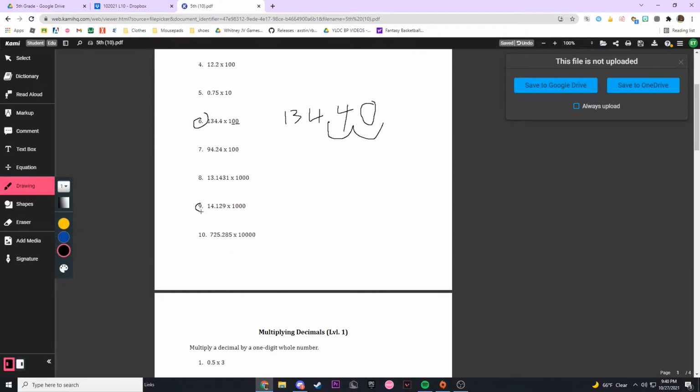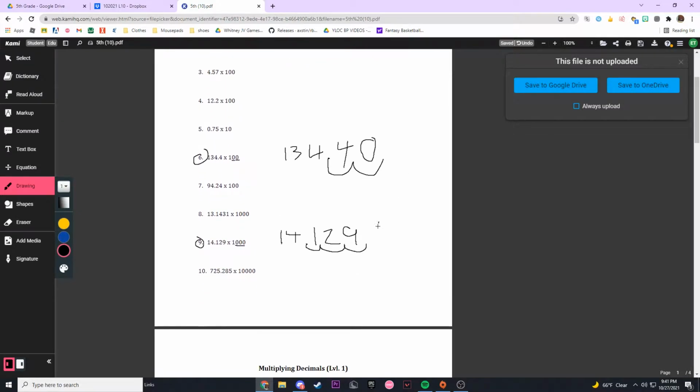For number 9, we have the number 14.129 and we're multiplying it by 1,000, which has 3 zeros. 1, 2, 3. So we're going to move the decimal place to the right 3 times. 1, 2, 3. And we don't need to put any placeholders there. So our final answer for number 9 is 14,129.